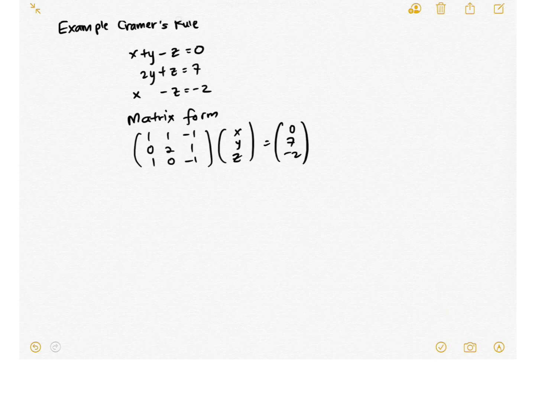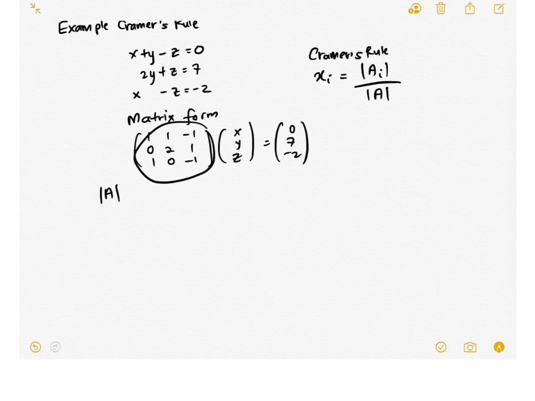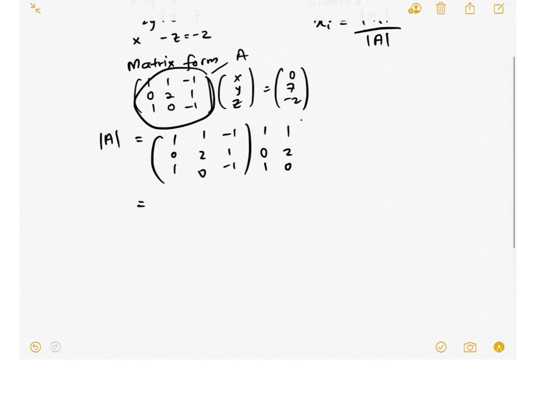Okay, so before anything, if you still remember Cramer's rule, then you have xi equals the determinant of Ai divided by the determinant of A. So let's find the determinant of A first. So this is our A. Again, let me use the diagonal expansion method to find the determinant.